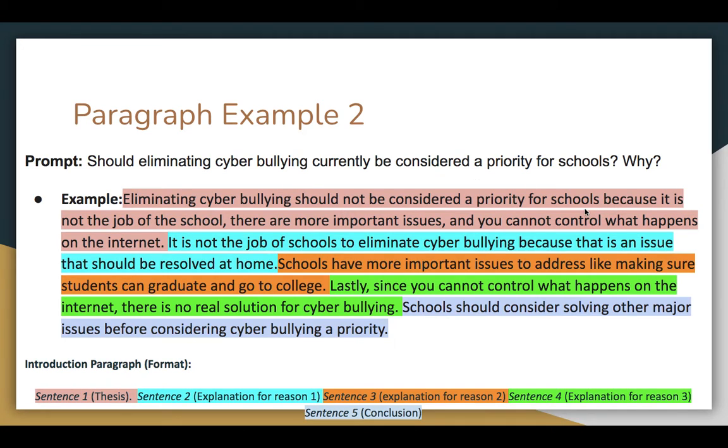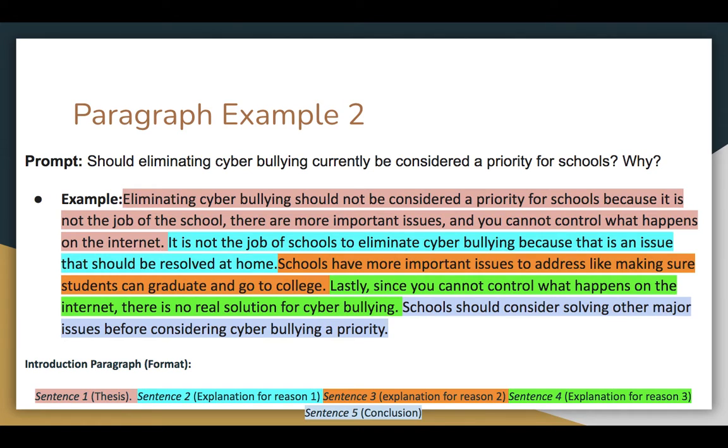Okay, so here, it is not the job of the school. That is reason one. There are more important issues. That is supporting reason two. And you cannot control what happens on the internet. That is supporting reason three. Those are the three reasons that support why, in this argument, it is believed that cyberbullying is not a priority. And so these follow-up sentences in the blue, in the orange, and the green takes each one of those reasons and explains it with a sentence. Okay, and then I conclude with this last closing sentence.